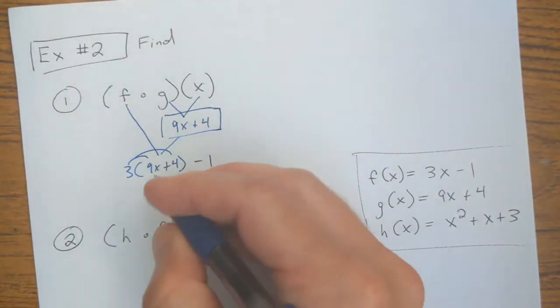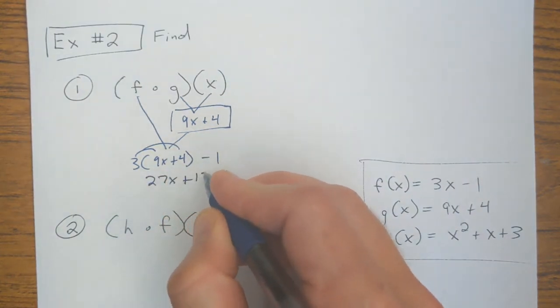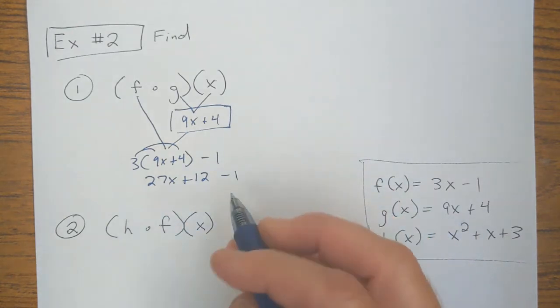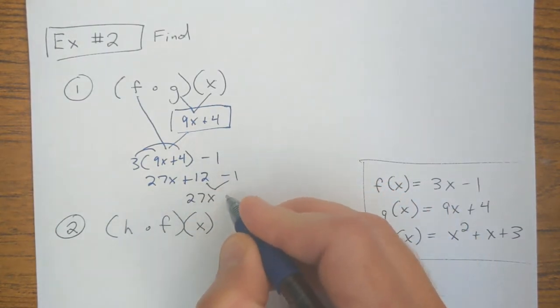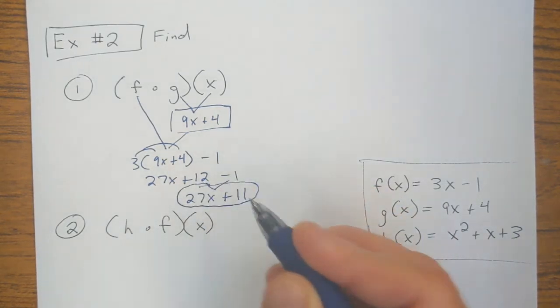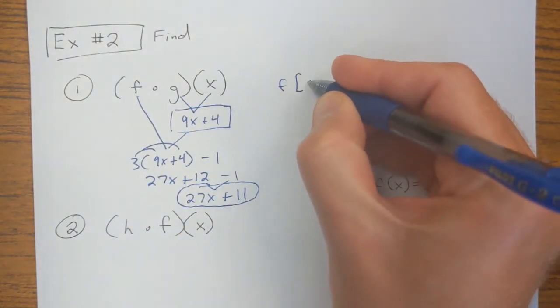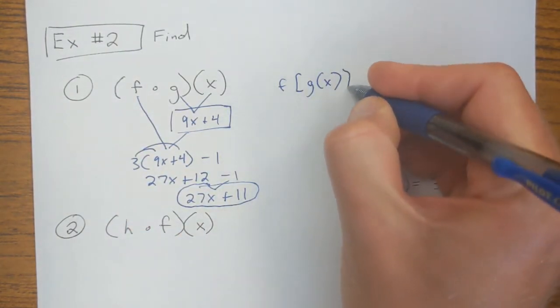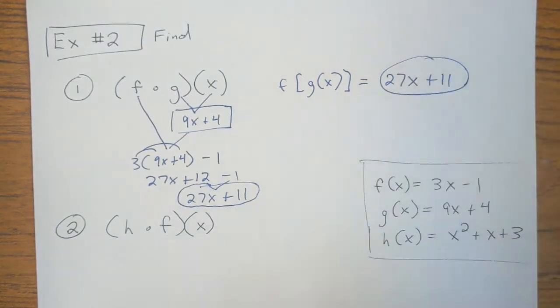This is something we need to simplify. I'm going to distribute my 3, give me 27x plus 12, and don't forget about the minus 1 over here. Final answer, 27x plus 11. You can also pronounce this: f of g of x is equal to 27x plus 11.